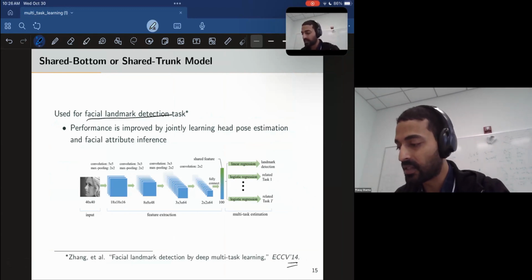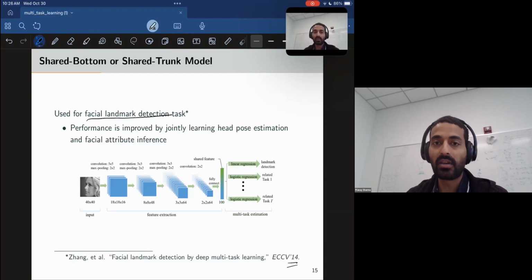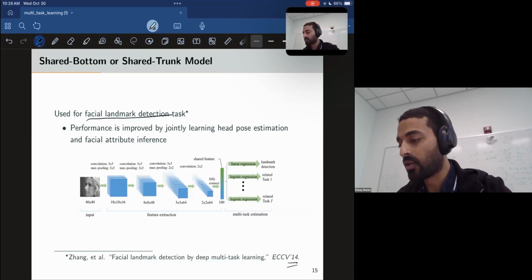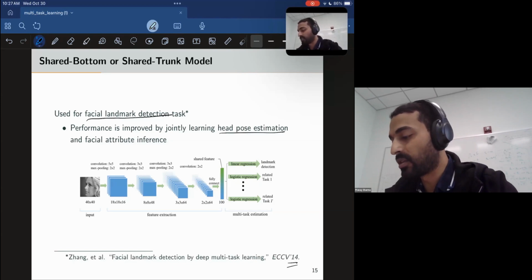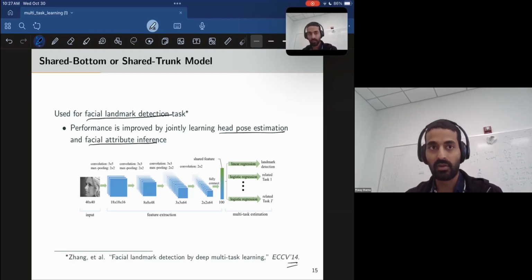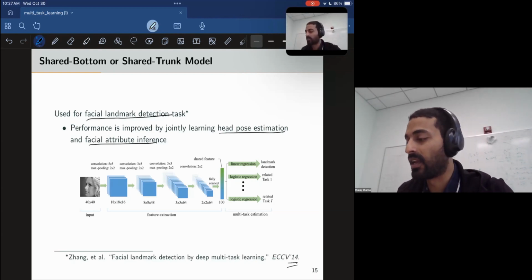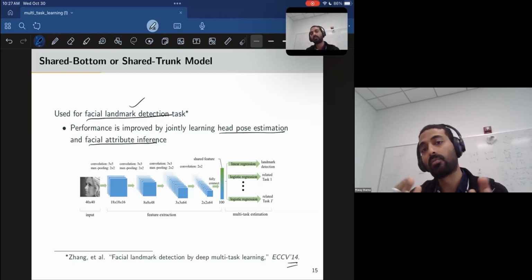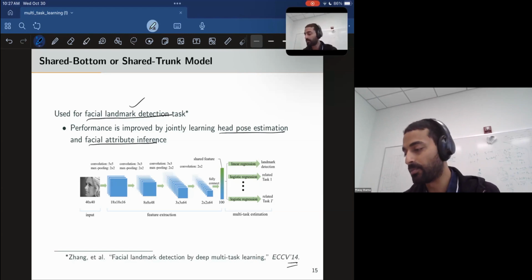And this paper realized that instead of training your model to do just facial landmark detection, if you, in addition, also try to learn a few additional tasks, for example, head pose estimation and facial attribute inference, I'll explain these terms in a second. So if instead of just training your model to do this one task of landmark detection, you do multitask learning, so to speak, then you get much better performance.